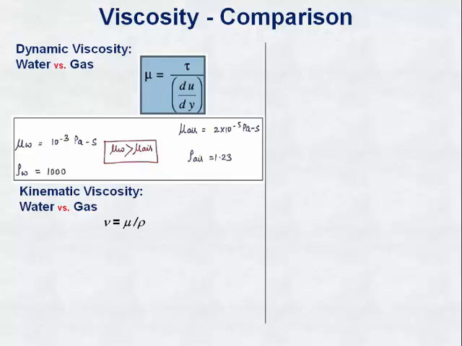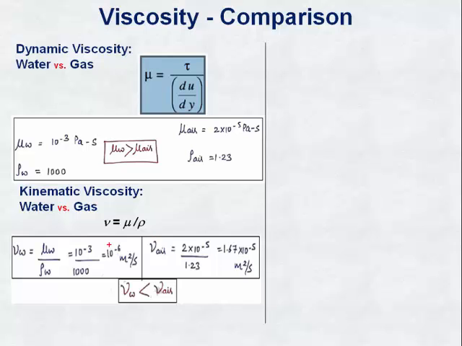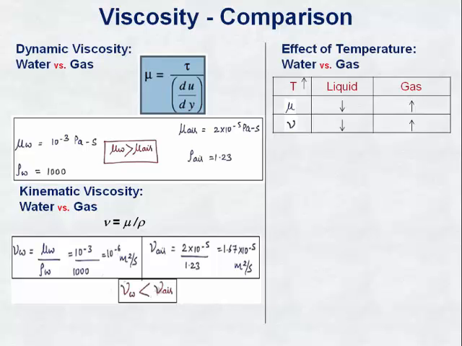Next is kinematic viscosity of water versus gas. We know the formula nu equals mu by rho. Here the kinematic viscosity of water is 10^-6, and the kinematic viscosity of air is 1.67 × 10^-5 meter square per second. So we can conclude the kinematic viscosity of water is less than the kinematic viscosity of air. This is the first set of comparison. These are all points which will be useful for your competitive exams like GATE, IES.